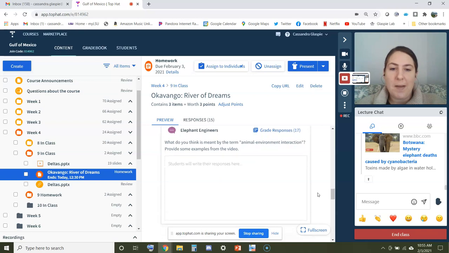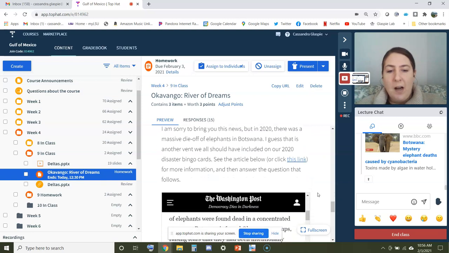What do you think is meant by the term animal-environment interactions? That's what I was trying to get at with this in-class assignment, is to look at how animals can shape their environments. And so what I'm looking for is an answer that describes how animals can impact the way that the delta functions, or the way their environment functions. Some examples from the video would be the elephants moving in a path would actually carve out the way for new channels. And the elephants eating those palm seeds and partially digesting them would allow for islands to build up, palm islands to build up.